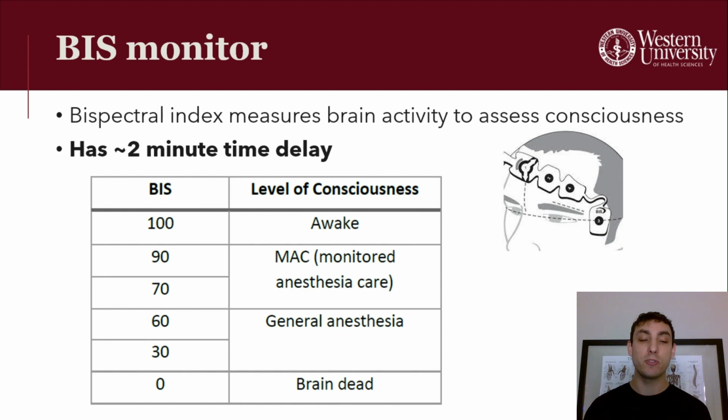So if you see values close to 100, they're awake. 70 to 90, they're under a little bit, like maybe you gave them a little bit of propofol like you would for a colonoscopy. 30 to 60 is what you would expect to see with general anesthesia. Lower than 30, they're a little bit too deep, and you need to lighten that up a little bit.